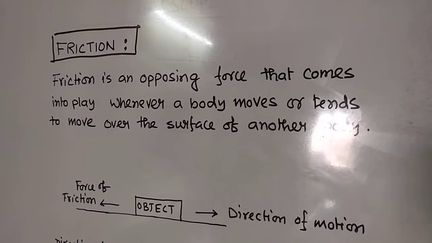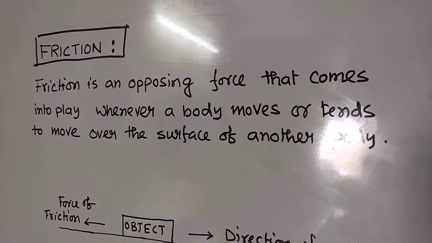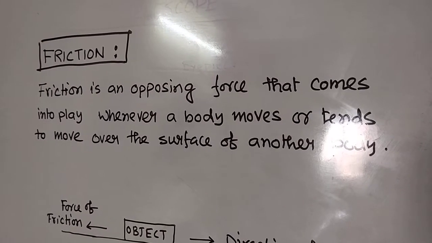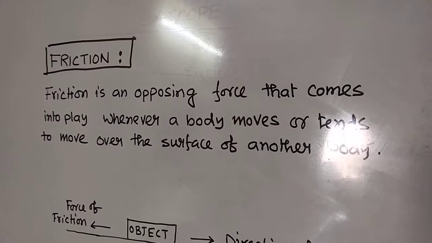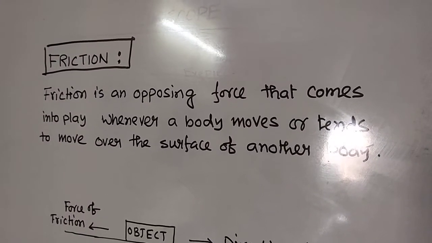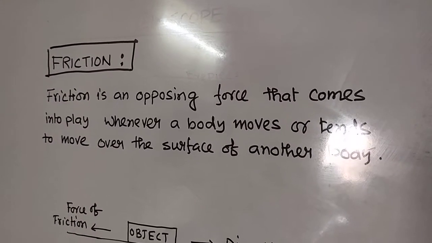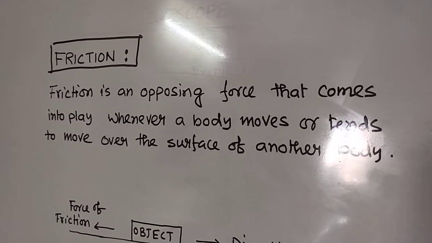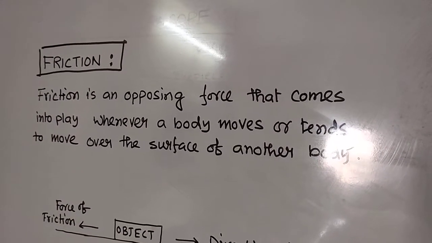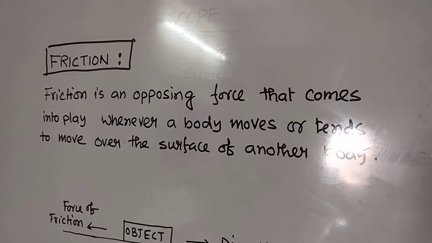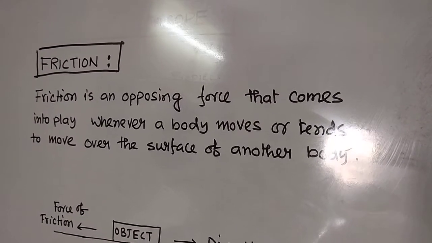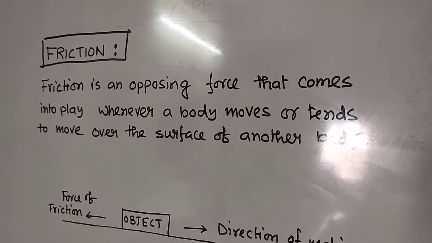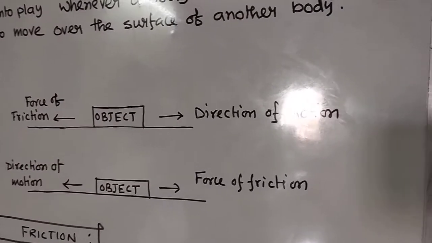Now when you place an object over the surface, what happens? There will be some interlocking between the irregularities, because the surface itself has irregularities, and if we place the object, then the surface of the object also has some irregularities. Now when you place the object on the surface, what happens? Interlocking of irregularities occurs, and as a result the friction arises.